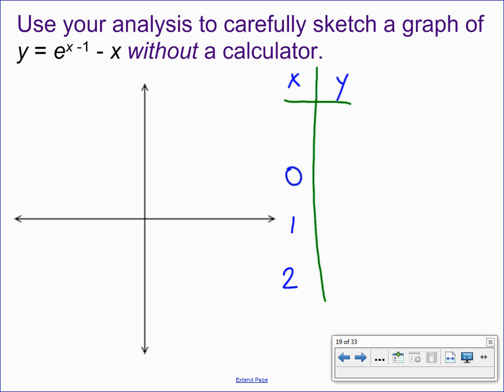Alright, so if I plugged in 0 to my original function and evaluated it, I get e to the 0 minus 1 is e to the negative 1 is 1 over e minus 0 is 1 over e. So 1 over e, again, this is exact, right? 1 over e is exact. But that's about 1 over 2.7, so that's about 0.3. So about 0.3.